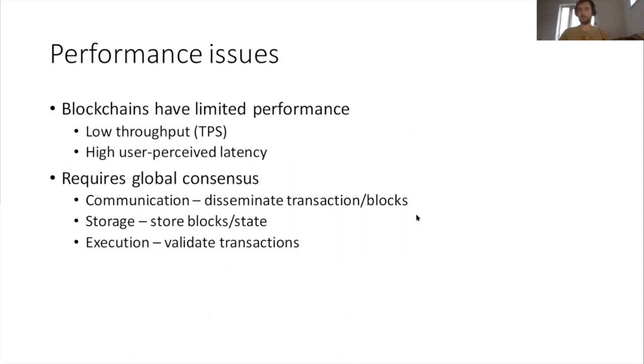As we know from today's workshop, blockchains are great, but they have some severe performance limitations. We experience low throughput in terms of transactions per second, and also high user-perceived latency. This is because of the requirement for a global consensus. Every single miner must agree on the same set of transactions, which means that we have to disseminate the pending transactions and then blocks to all the miners. All the miners have to store those blocks plus the state of all the objects of the blockchain. And every single miner must validate every single transaction.